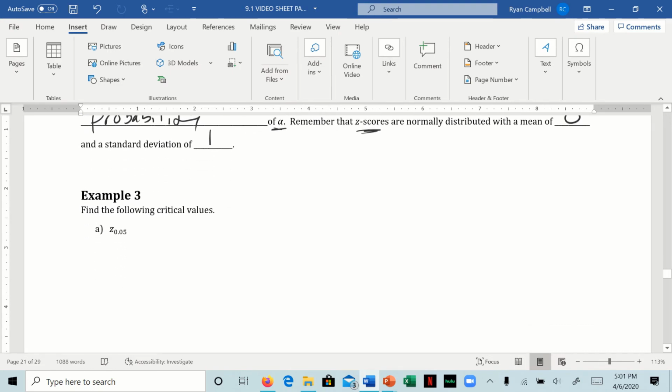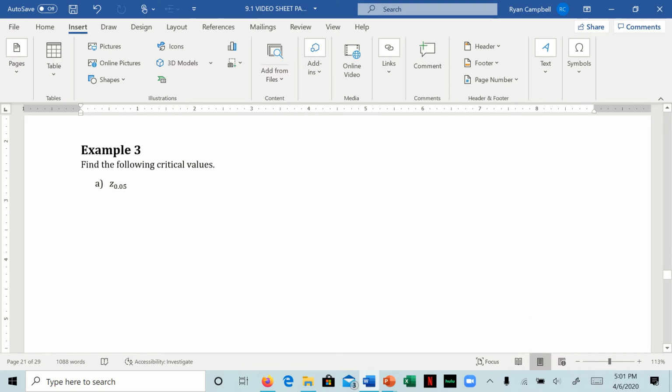Okay, so let's just write this out. Let's find the critical value of 0.05. That means that it is the top 5%. This is a probability in decimal form, so we can turn it into percentage form, right? Remember, we said we don't do top percentages, we do bottom percentages. So that's the same as the bottom 95%.